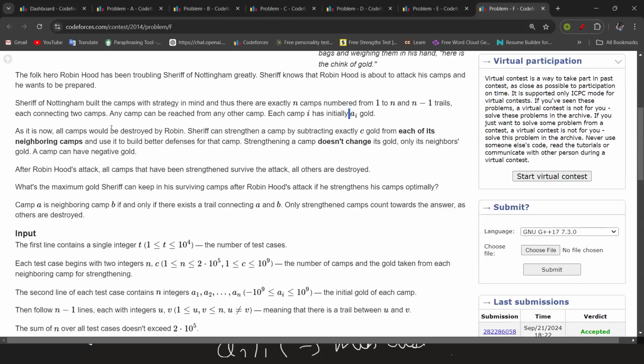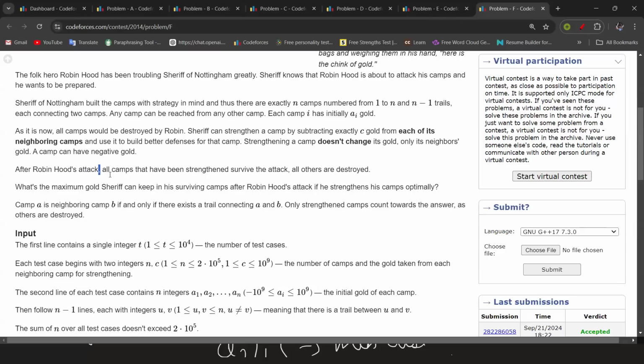As of now, all camps would be destroyed by Robin. Sheriff can strengthen a camp by subtracting exactly C gold from each of its neighboring camps. Okay, so now it's given that this Sheriff can strengthen a camp by subtracting exactly C gold from each of the neighboring camps. So if he wants to strengthen a camp i, he would subtract C gold from all the neighbors of i and not from i. Okay, then that camp would be strengthened. So only the neighbors' gold would be taken. A camp can have negative gold, so you can even go to negative gold. So there is no problem. You can take any amount of gold from neighbors and they can go into negative also.